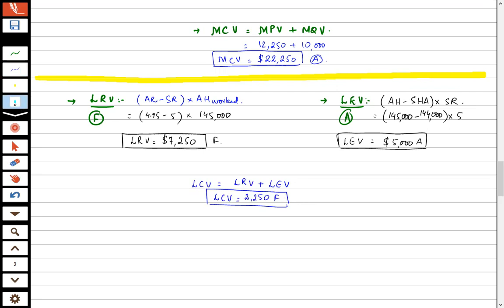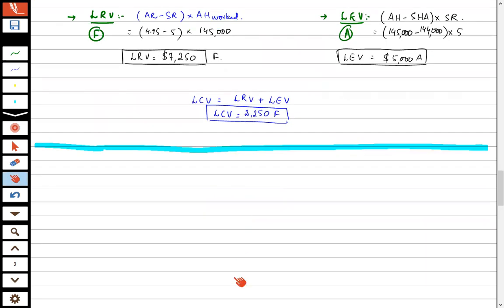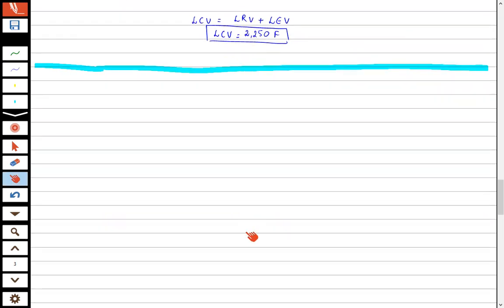Now these were the labor variances, that is rate and efficiency variance, and combinedly they will form the labor cost variance. Now there is a turn of the overhead variances.